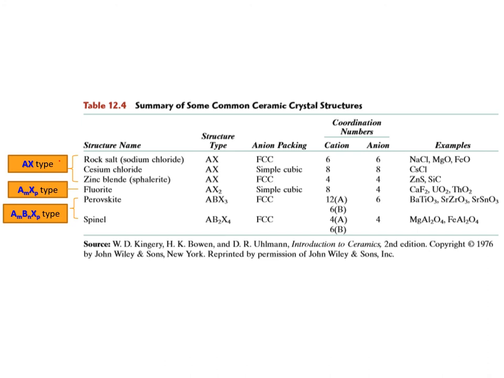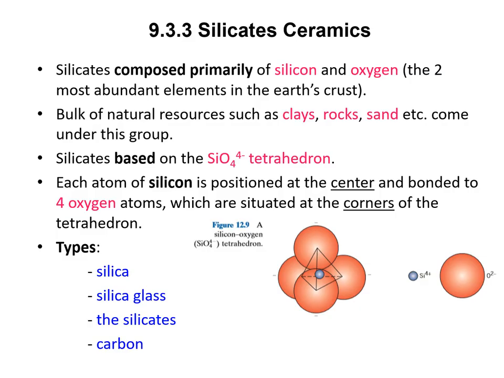If you look at this, these are the AX type, AMXP type, and also the AMBNXP type. It also lists some details of each of the crystal structures, such as structure type, anion packing, coordination numbers, and some examples of the ceramic materials. Another group of ceramic structure, which is called silicates, is composed primarily of silicon and oxygen, which are the two most abundant elements in Earth's crust. Bulk of natural resources such as clays, rocks, sand, etc., come under this group.